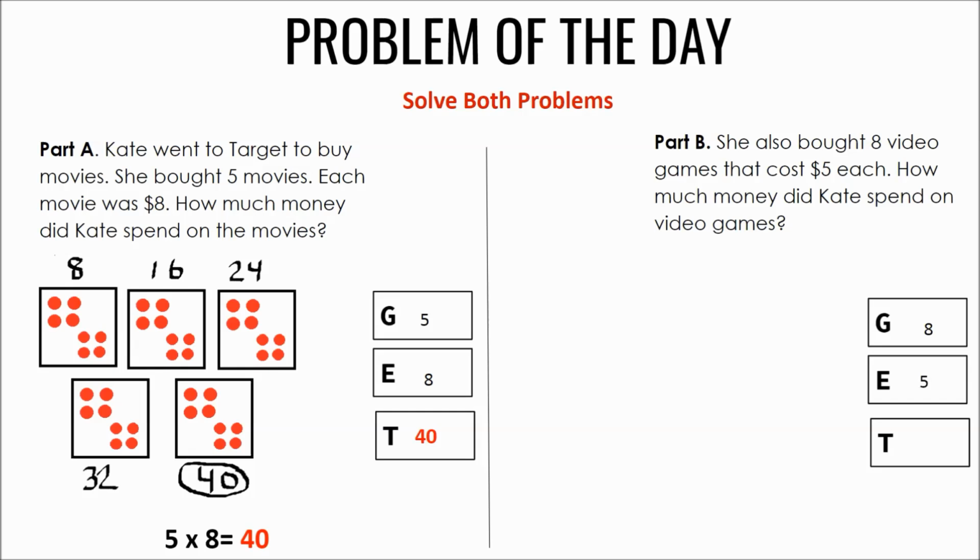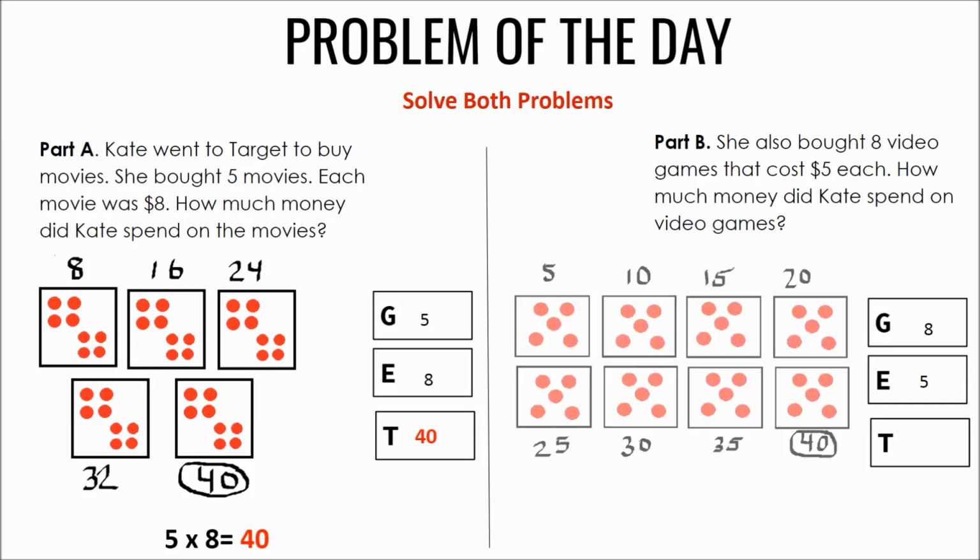cost $5. If you were to draw a model, your model should have looked something like this. Now there are 8 groups with 5 dots or slashes in each representing the dollars. And it gave me a total of 40. My equation for this problem is 8 times 5 equals 40.